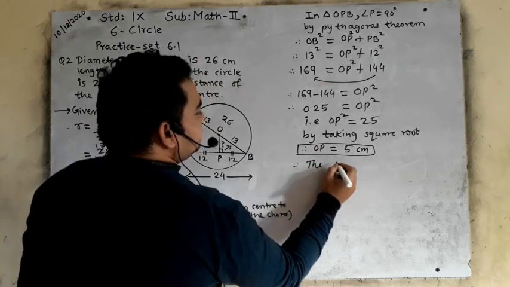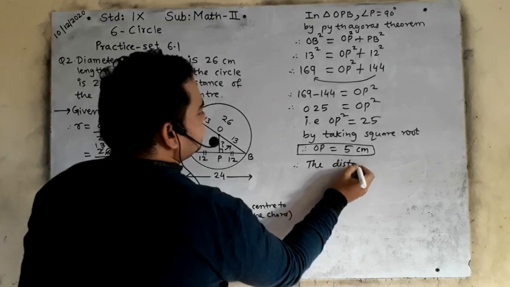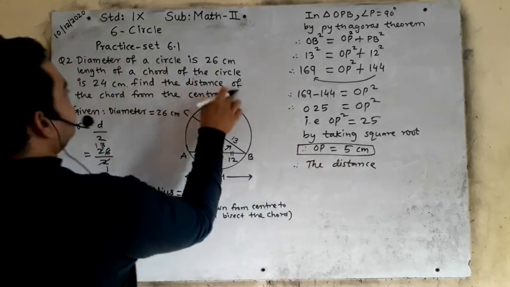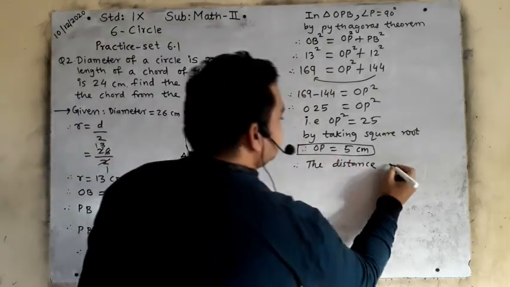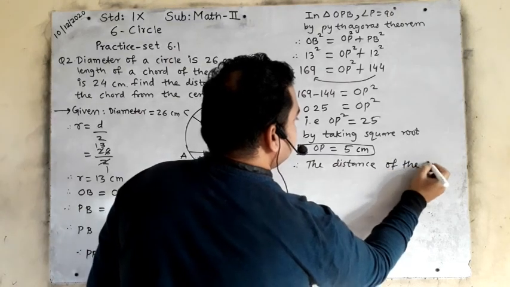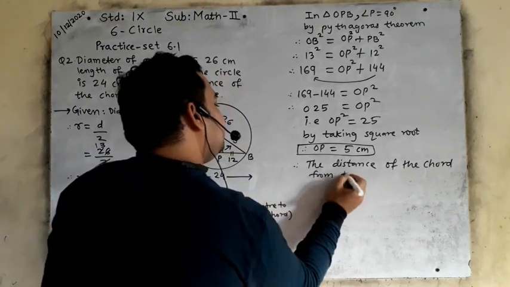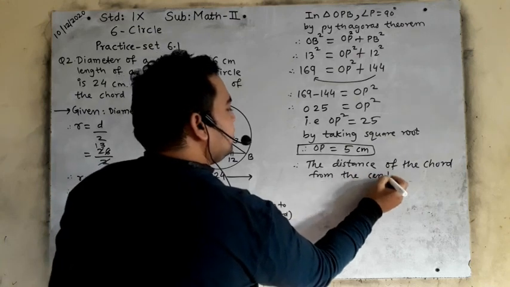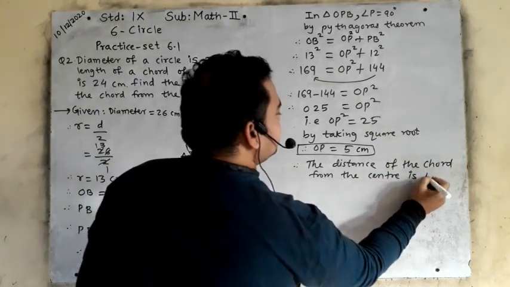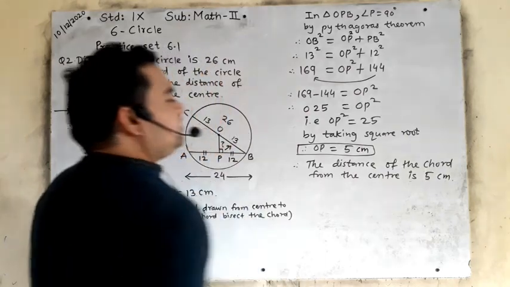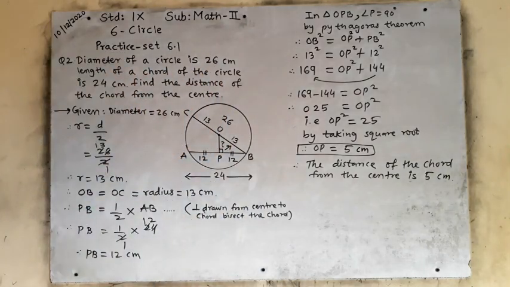The distance of the chord from the center. The distance of the chord from the center is 5 centimeter. I hope you understood how to solve this.